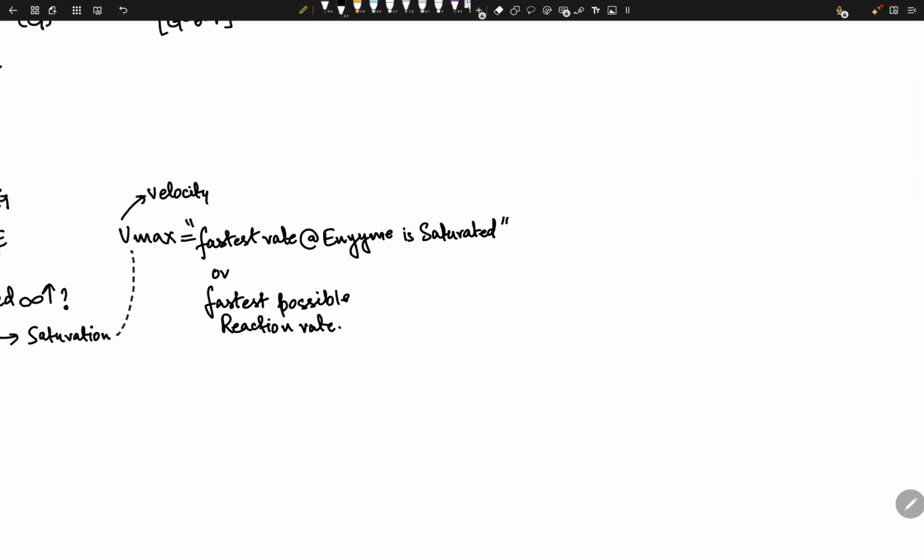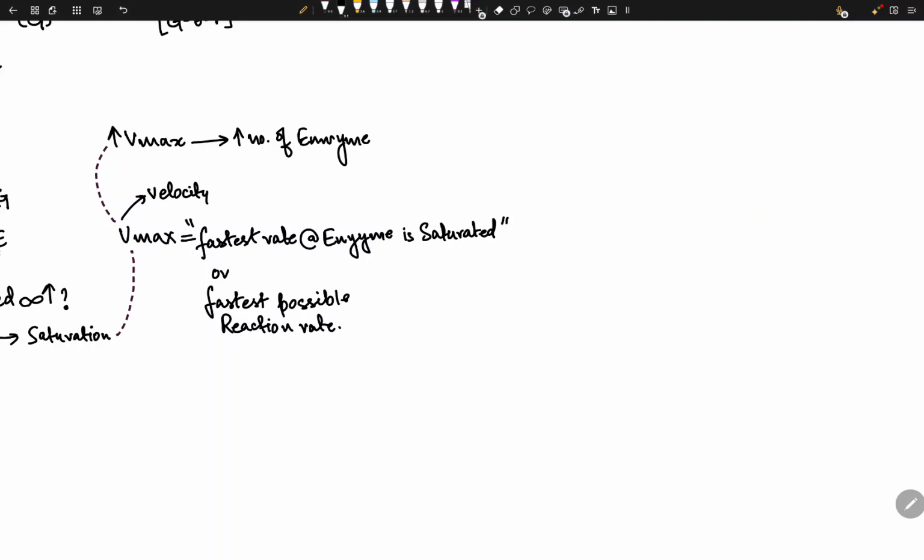Then the question arises, how can I increase the Vmax? So let's increase the Vmax. How will I do it? We can increase the Vmax by increasing the number of what? Enzymes, right? One of the ways, let's just increase the number of enzymes, because that'll solve our problem, right? One enzyme, slow Vmax. 100 enzymes, much larger Vmax, right?